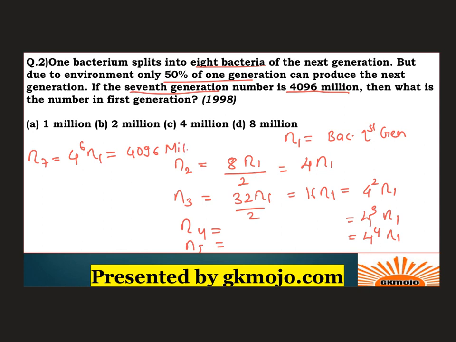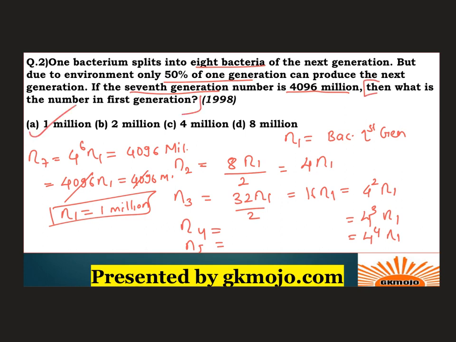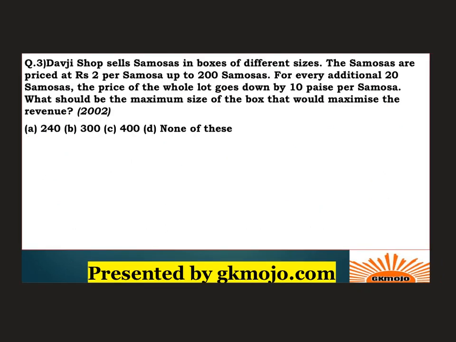What is 4 to the power 6? 4 to the power 6 is nothing but 4096. So 4096 N1 is equal to 4096 million. This and this get cancelled, and we have N1 equal to 1 million bacteria. I hope you have understood how we solved the question. Also, they have asked the same thing: what is the number in the first generation? Hence, the number in the first generation is 1 million bacteria. So we identified a pattern, and according to that, we placed the value in the 7th generation and then got the answer.